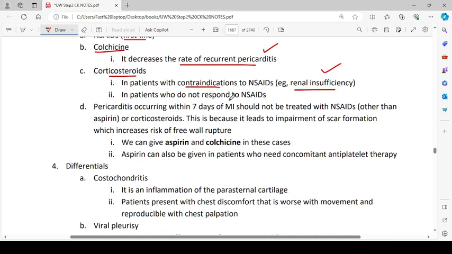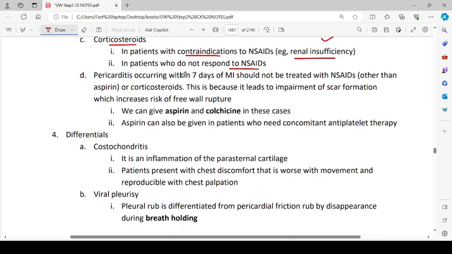Also in patients who do not respond to NSAIDs. Pericarditis occurring within 7 days of MI should not be treated with NSAIDs other than aspirin, or with corticosteroids. This is because it leads to impairment of scar formation. It is a very important point that NSAIDs must not be given to any patient within 7 days of myocardial infarction, because it is a very critical time when the scar is being formed. If we give NSAIDs in this time frame, scar formation will be hindered, which increases the risk of free wall rupture. We can give aspirin and colchicine in these cases.